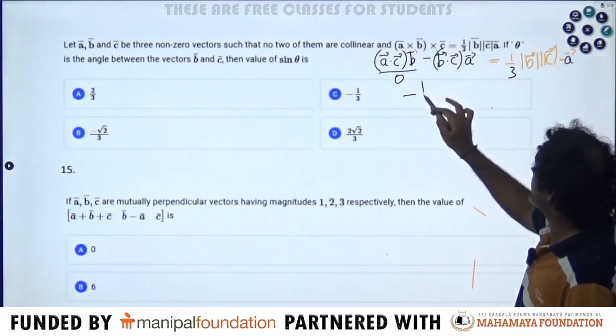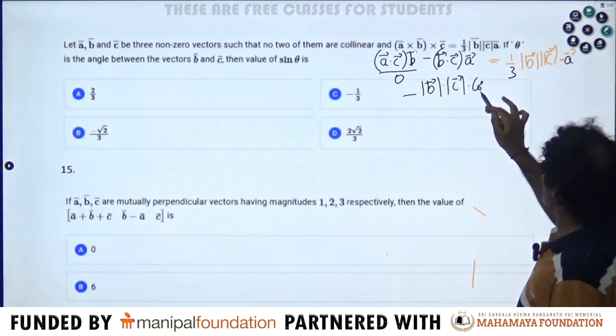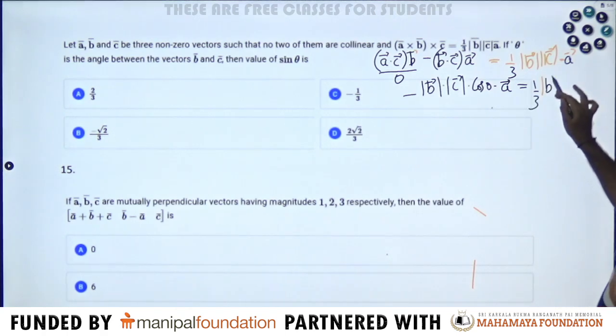If you look correctly, isn't it magnitude B, magnitude C, cos theta into dot A vector is 1/3? Same came, look.